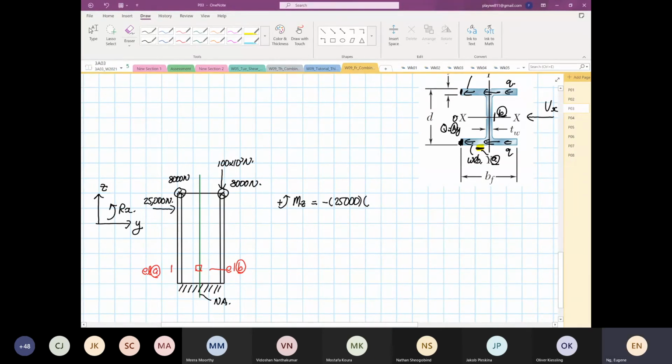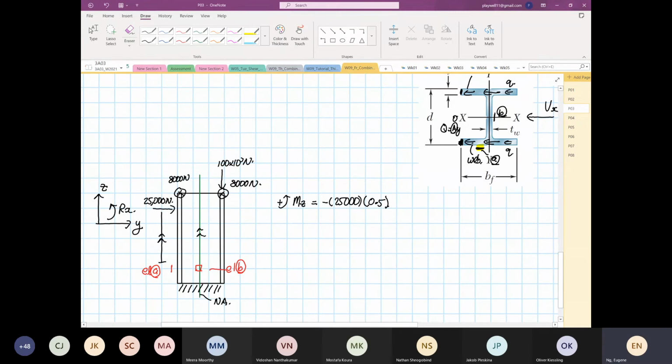What is the perpendicular distance? Towards the element? Yes, it's towards the element, because the perpendicular distance and the neutral axis are parallel. So you go towards the element. So that is 0.5.